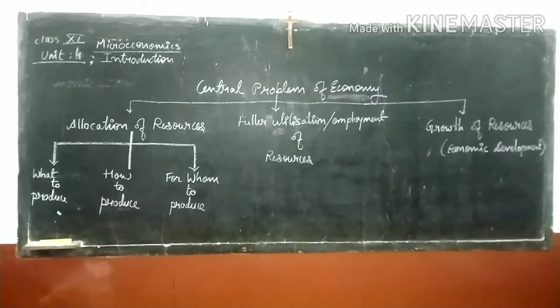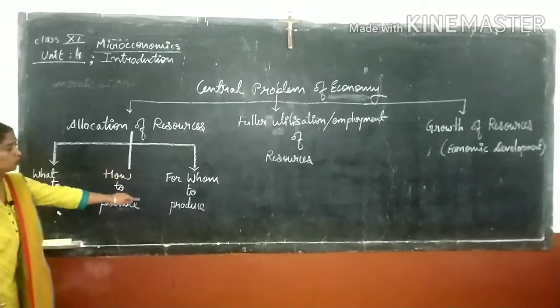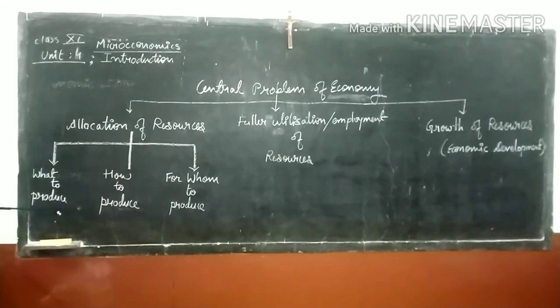What will be our main focus under allocation? What to produce, how to produce, and for whom to produce. The what to produce problem is related with the selection of product. What kind of product should be produced in the economy. And the how to produce problem is concerned with the selection of technology.